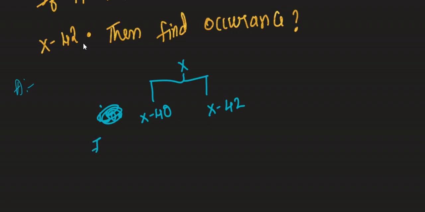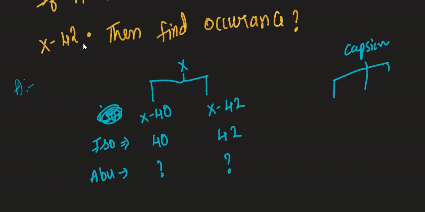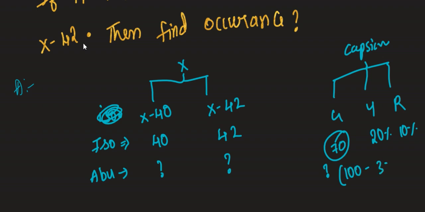If I ask you what its isotopic mass is, how much have they given? 40, and here they have given 42. But did they provide the abundance here? No, they are asking you to find the abundance. Suppose I take capsicum. As you remember, capsicum has three colors: green, yellow and red. Suppose yellow color is 20% and red color is 10%. Then how much will be the green one? Obviously you will say 70, because you did 100 minus 30.